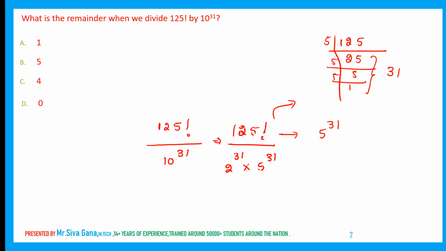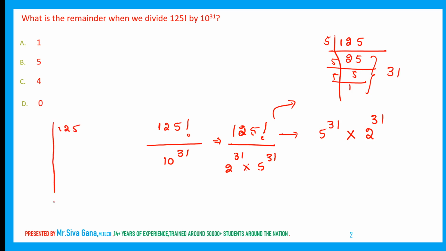And in any factorial, the maximum power of 2 is more than the maximum power of 5. So definitely the maximum power of 2 in 125 factorial is more than 31. Let us take a minimum of 31. It is definitely more than 31. I am taking a minimum of 31. If you want, you can do the same process.